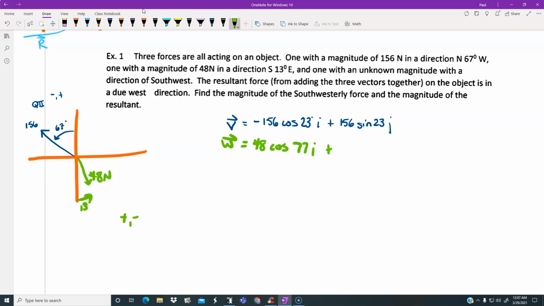77I plus negative 48 sine of 77J. Be careful of your signs. This is the mistake most people make all the time, is their signs.